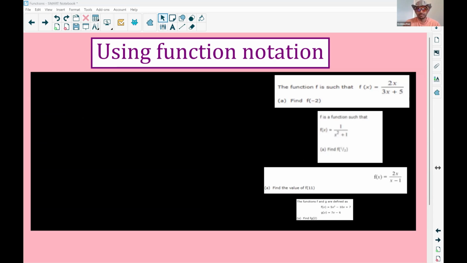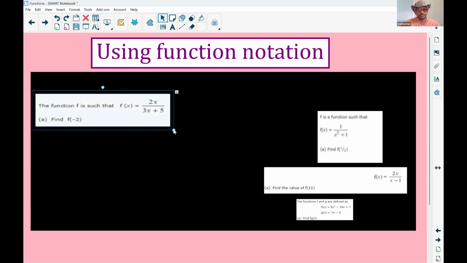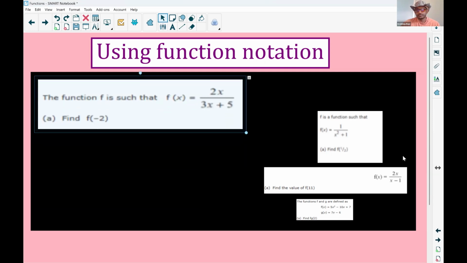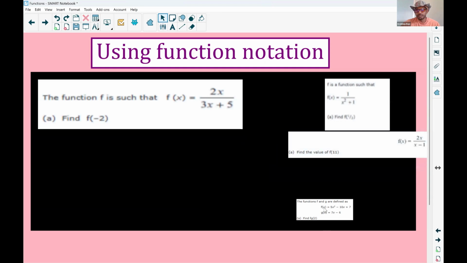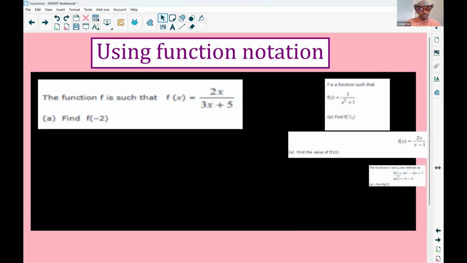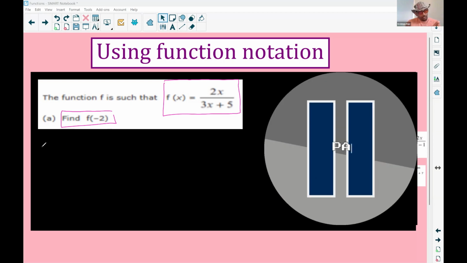So these are some exam questions. Let's have a look at this one first. So this time we are given this and we're asked to find f(-2). Oh, actually, pause the video and give this a go. Welcome back.